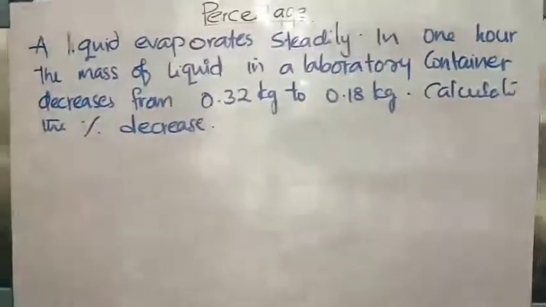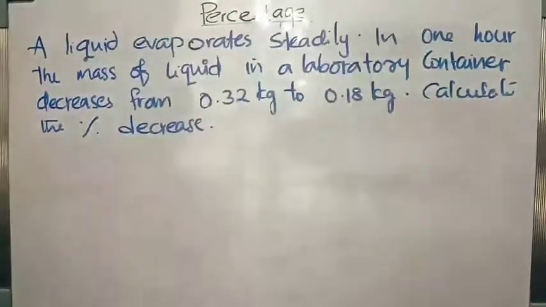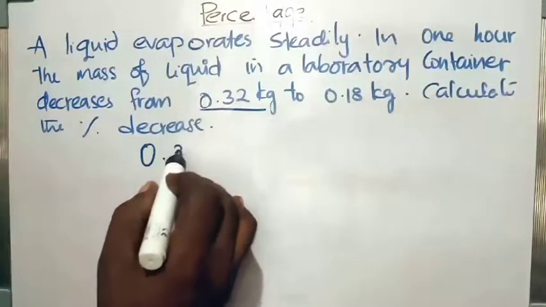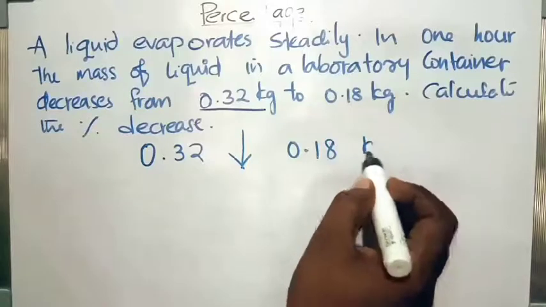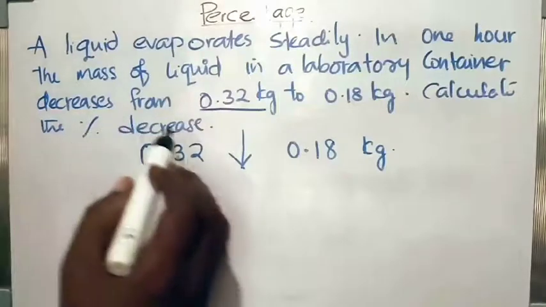Another question. A liquid evaporates steadily. In 1 hour, the mass of liquid in a laboratory container decreases from 0.332 kg to 0.18 kg. Calculate the percentage of decrease. When you check this question, the original value in the laboratory was 0.32. It is decreased to 0.18 kg. As there is a decrease, we have to find the percentage of decrease.